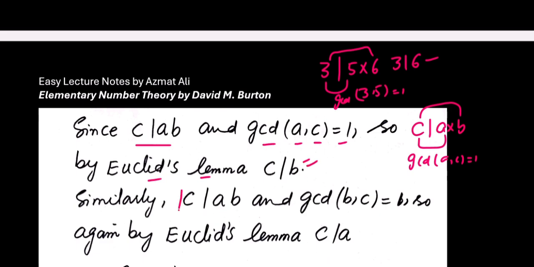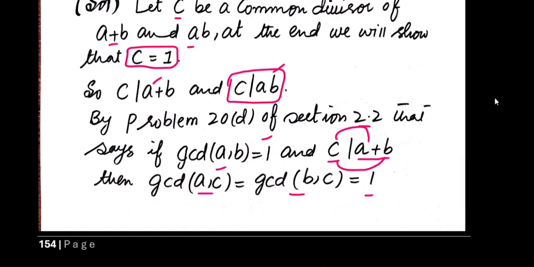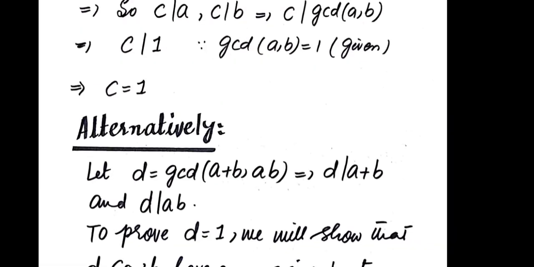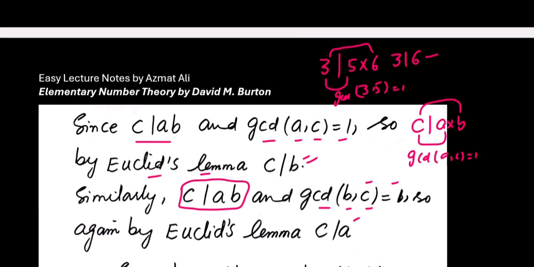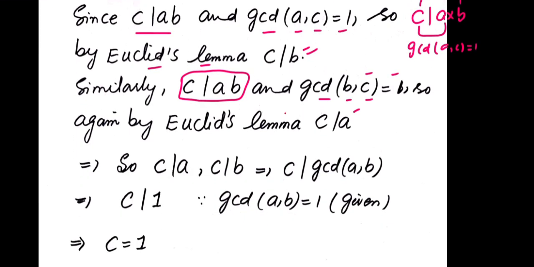Similarly, again, consider this expression C divides AB. Now use GCD of B and C is equal to 1, because we have two results here. GCD of B and C is also equal to 1. So again by Euclid lemma, C divides the second number A. It means C divides A as well as C divides B. It means C is a common divisor of A and B.